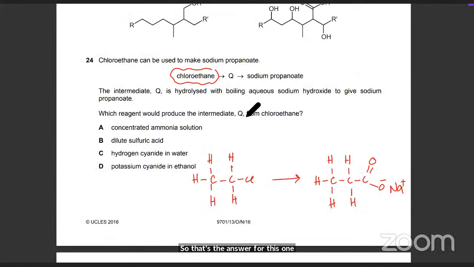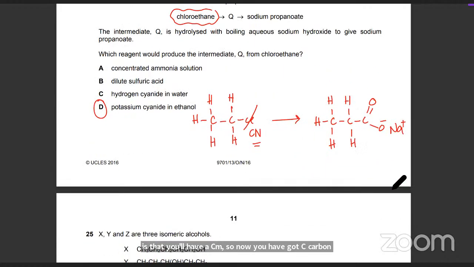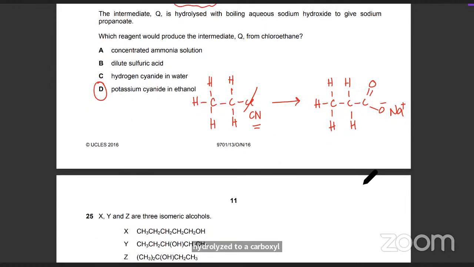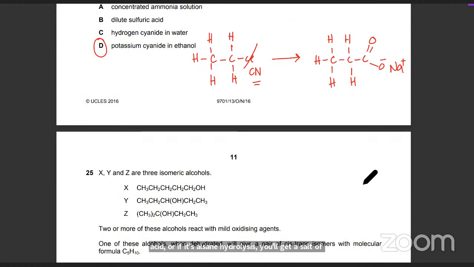So what reagent would produce the intermediate Q from chloroethane? That's NaCN or KCN. That's going to be D. The first thing is that you'll have a CN, so now you have 3 carbon atoms. And once you have 3 carbon atoms, it could be hydrolyzed to a carboxylic acid, or if it's alkaline hydrolysis, you'll get a salt of the carboxylic acid. Is this clear? Yes, sir.